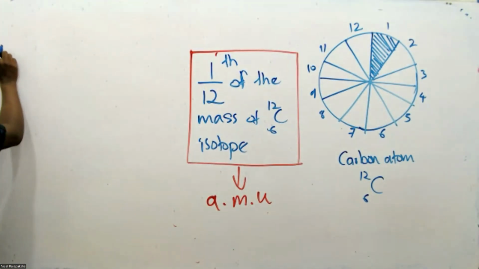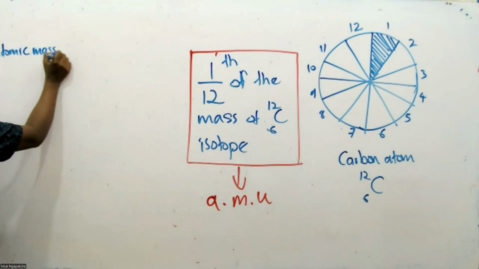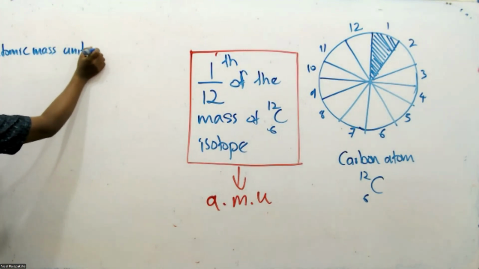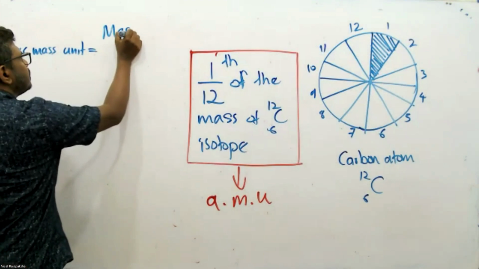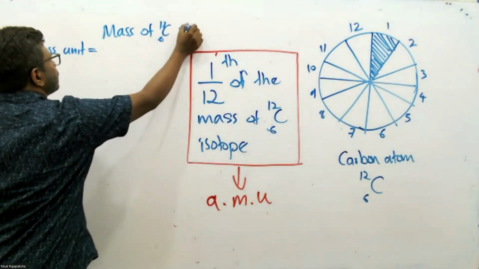Here's the way that we are going to calculate it: atomic mass unit equals the mass of the carbon-12 isotope.